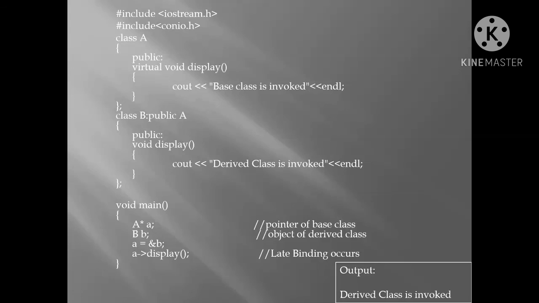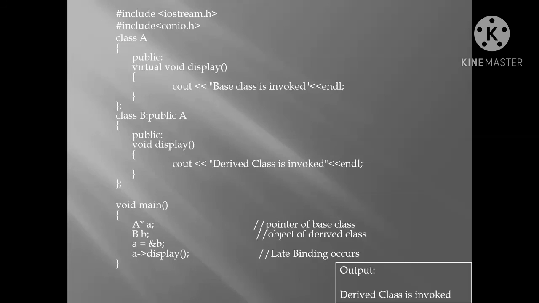So in a, the address of class B is stored. So when I say a->display, that means I am pointing to the derived class function. In the derived class function, I am writing "derived class is invoked". So we are getting "derived class is invoked". Here we are not calling the base class function. That's why we are only getting output from the derived class.